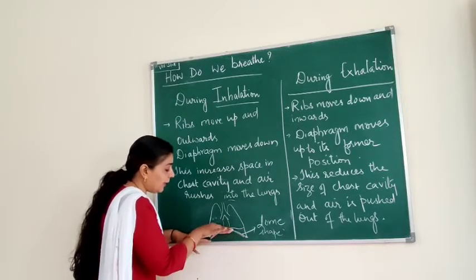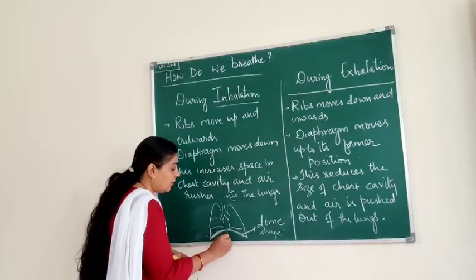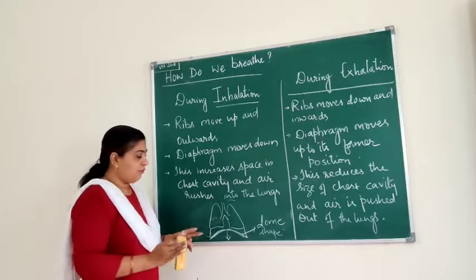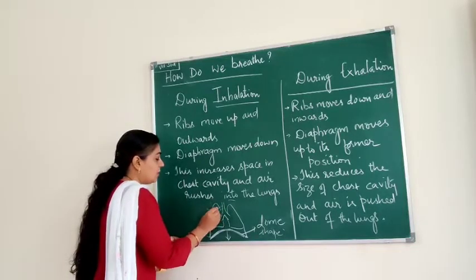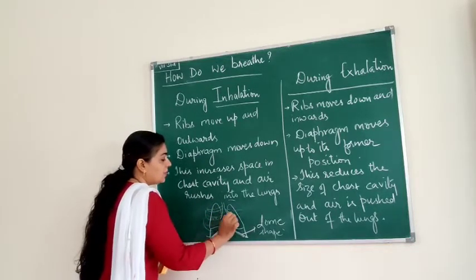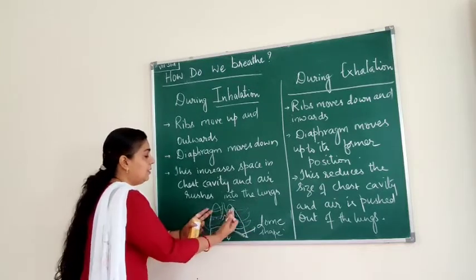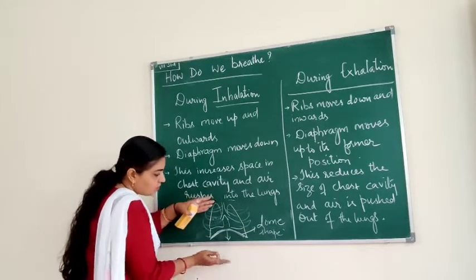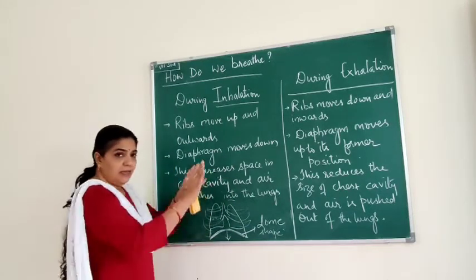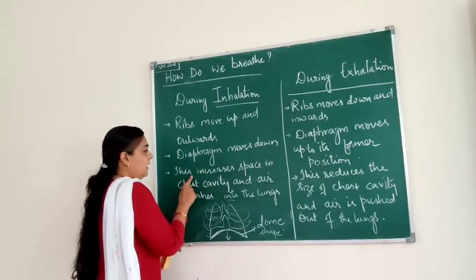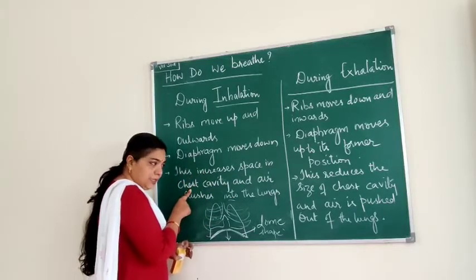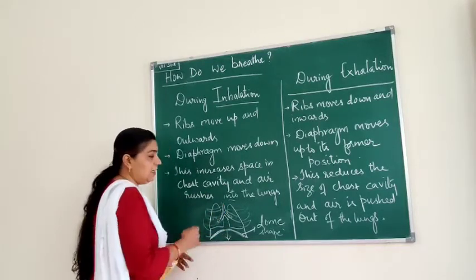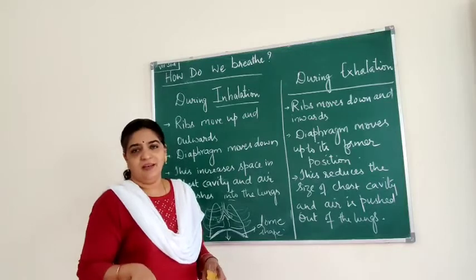When you are inhaling, it will come down. The diaphragm moves down. See, now you have the ribs here. So the ribs will move up and outward, and the diaphragm comes down. So the space will increase in the chest cavity, and air will rush inside the lungs. It will rush into the lungs.